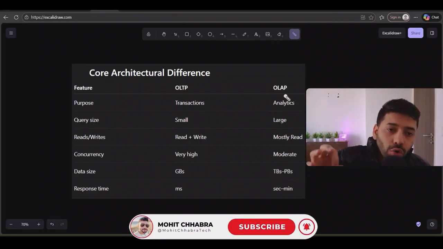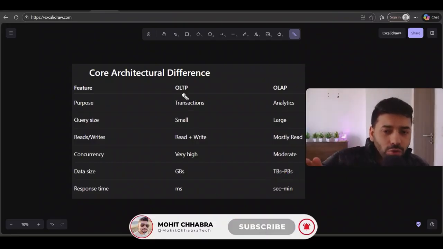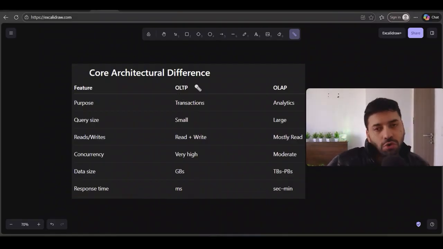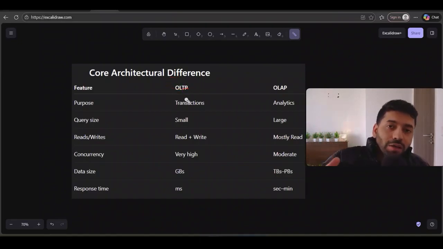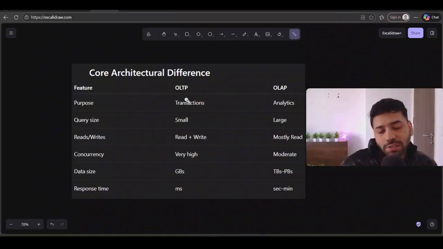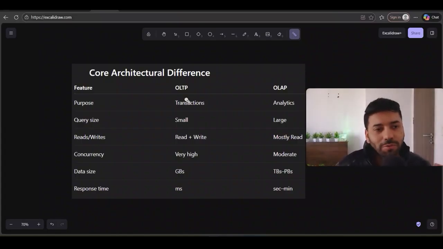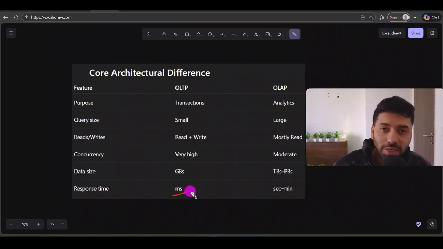So the data in OLAP is huge as compared to OLTP. Now when we talk about the response time, it is in milliseconds for OLTP, because of course the end user is using your OLTP, correct? Because the transactions are happening through OLTP, so it needs to be fast. It's just like you want to book a ticket. If it will take a lot of time, the user experience will be really bad and the user will not even use your product, right? So it needs to be very small, in milliseconds.